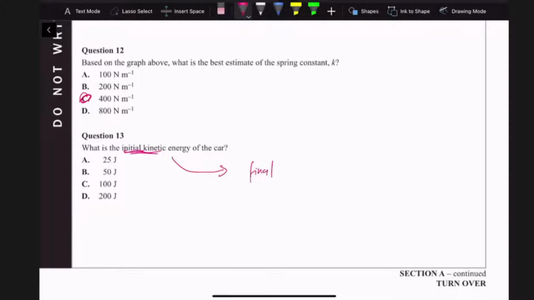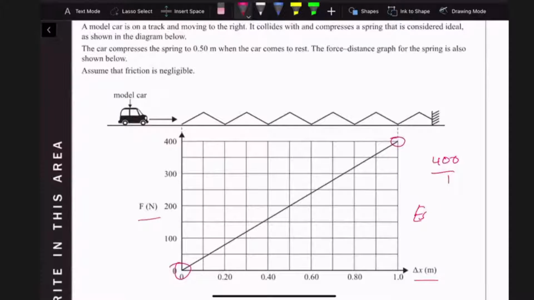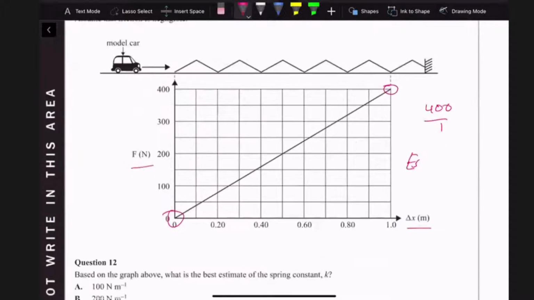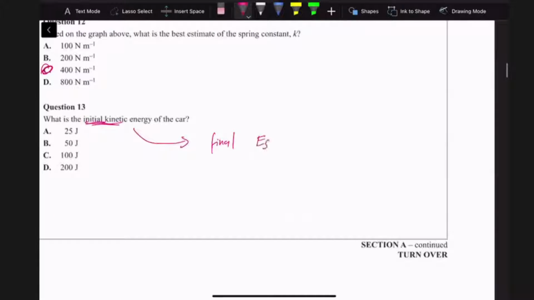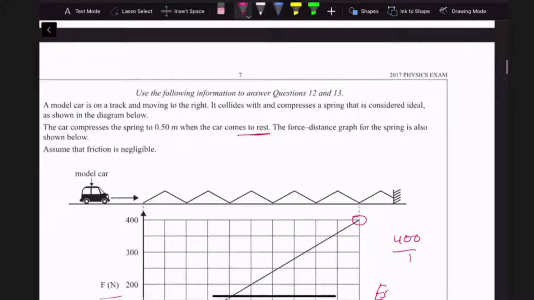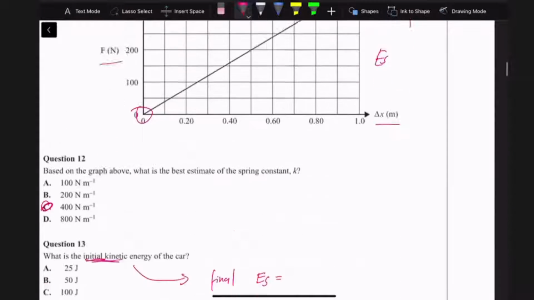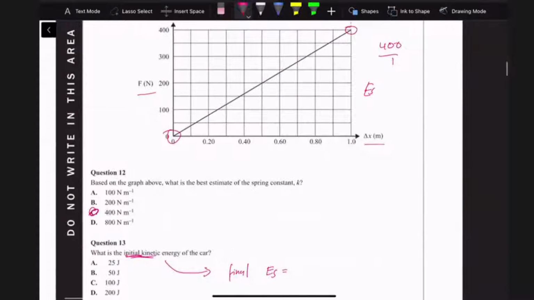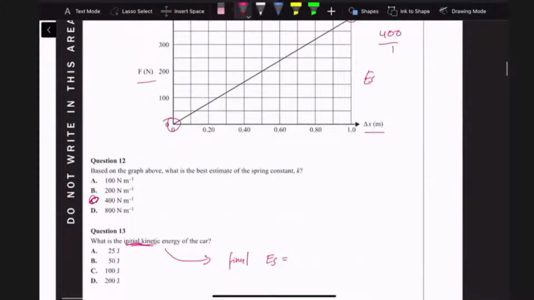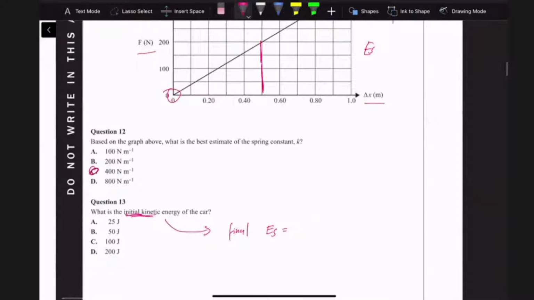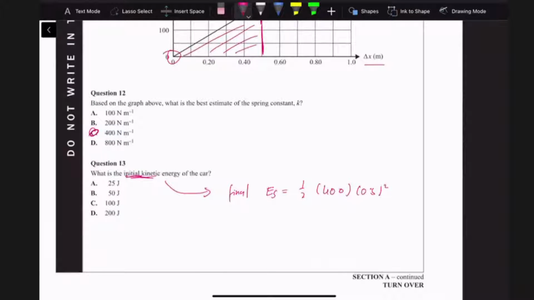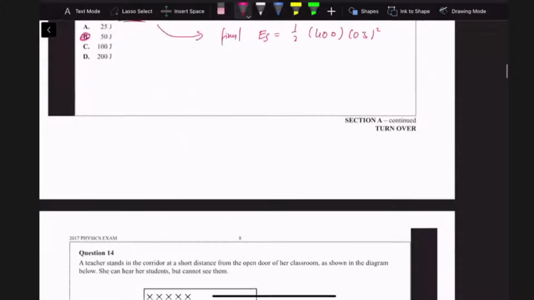So if we're looking for the initial kinetic energy, then one thing we can look for is the final energy, which would be when the car comes to rest. So the only other energy there would be ES. And when it's at the end, it's compressed at 0.5 meters. So you can just find half kx squared from there, only up to that point, because that's the end energy, and we want it to be conserved. So it's that, and then if you simplify it, you should get 50.